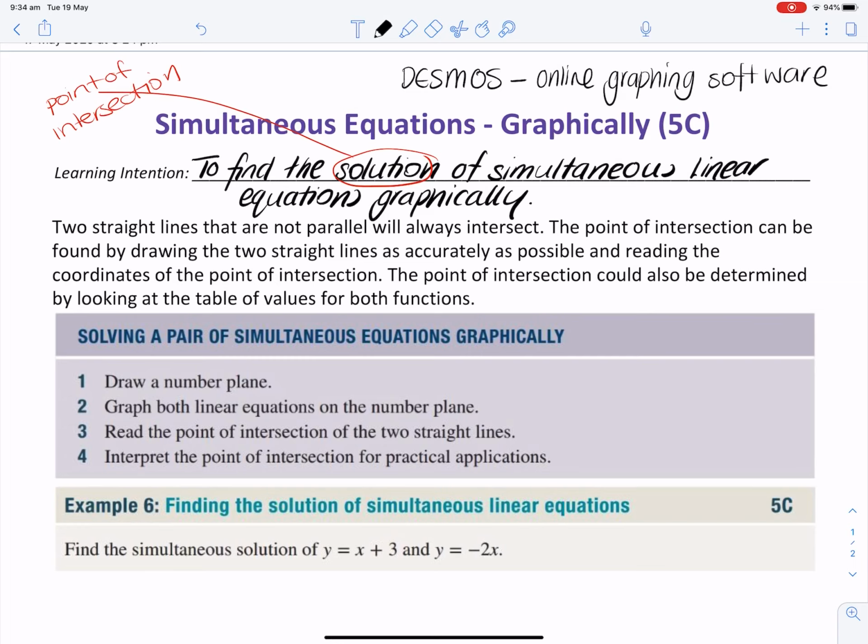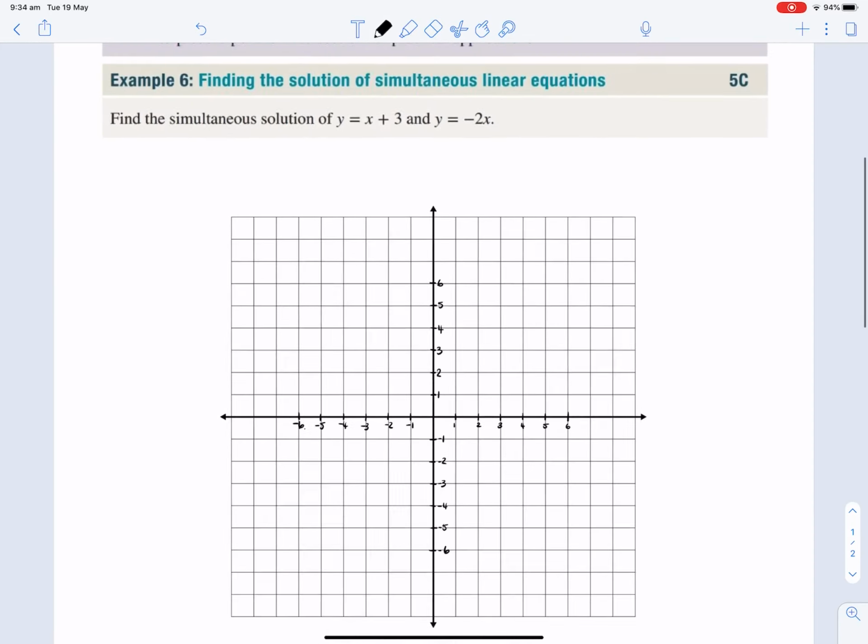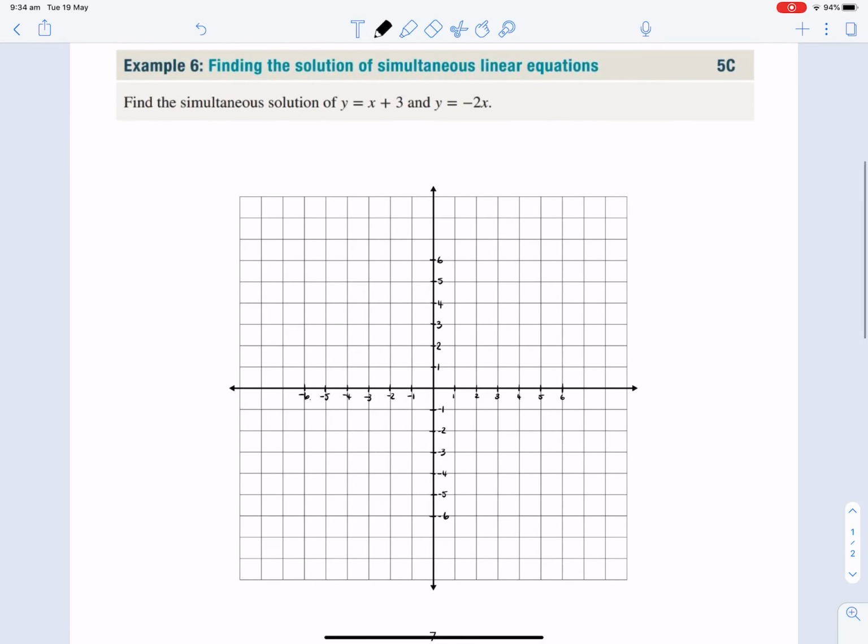The point of intersection could also be determined by looking at the table of values for both functions. So let's have a look at this example. Find the simultaneous solution of y equals x plus 3 and y equals minus 2x. I'm not going to use the table of values. I'm going to use the gradient-intercept form. Remember, y equals mx plus b. This is my gradient, this is my y-intercept.